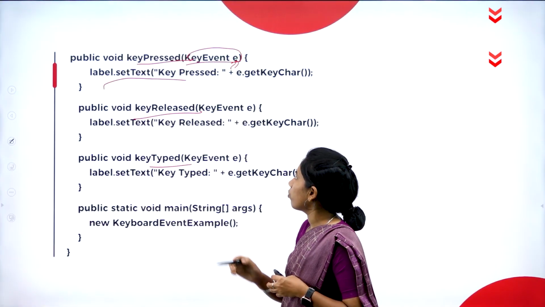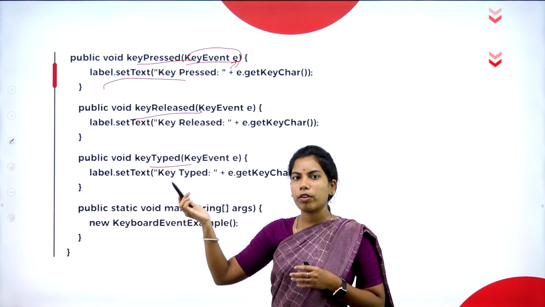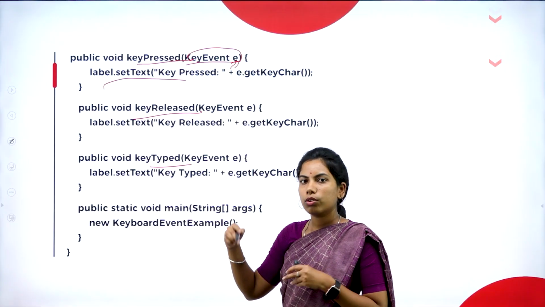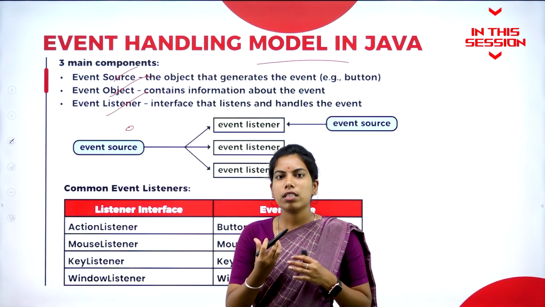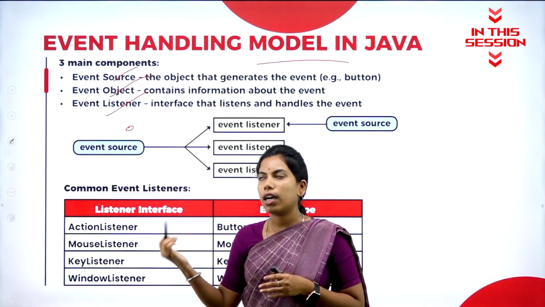When a key is released or a key is pressed, it has to show some message to the user through the console, right? So when the event is triggered by the source, that is called what? An event source.